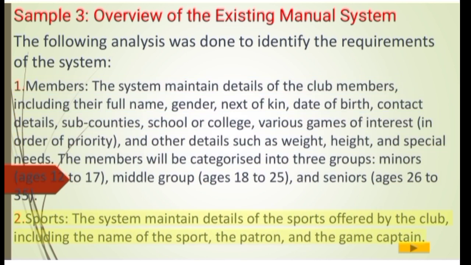2. Sports. The system maintains details of the sports offered by the club, including the name of the sport, the patron, and the game captain.